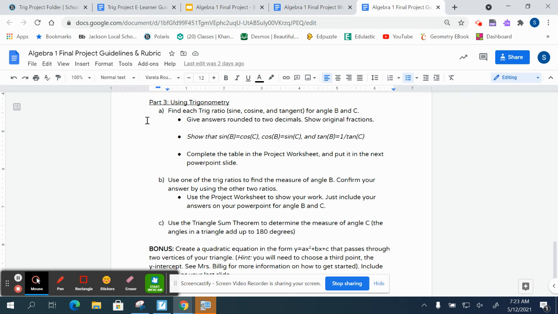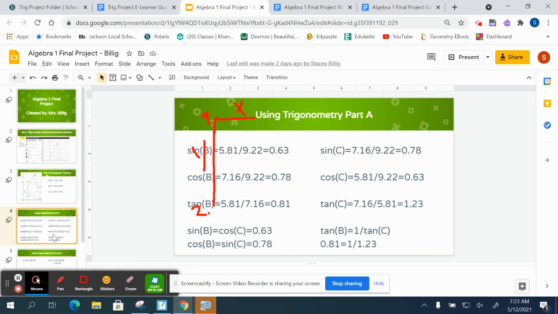All right, and then next you're using trigonometry, so use the trig ratios, sine, cosine, and tangent to find values for angle A and or B and C.